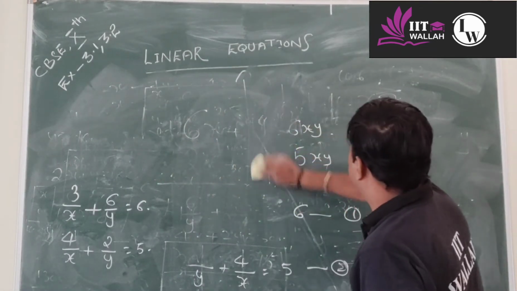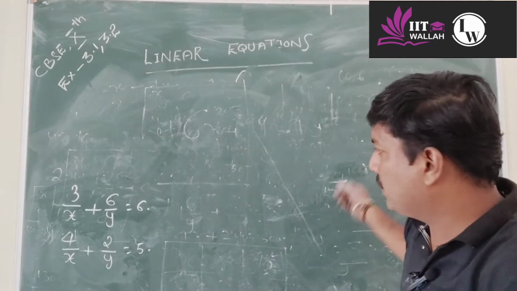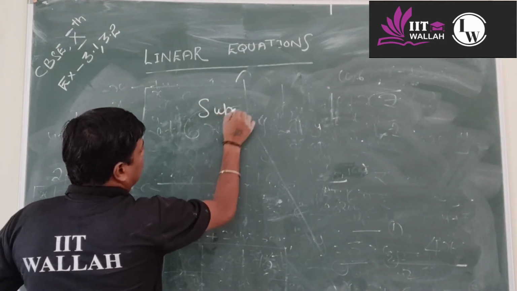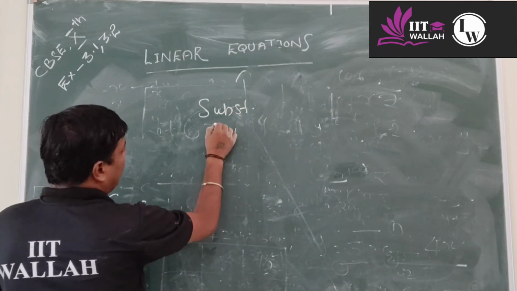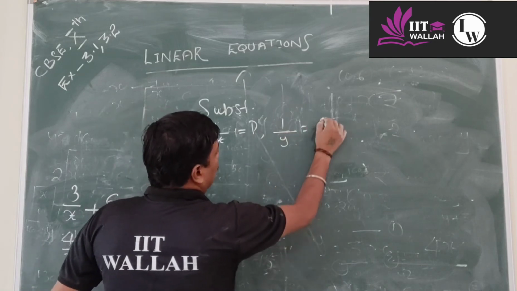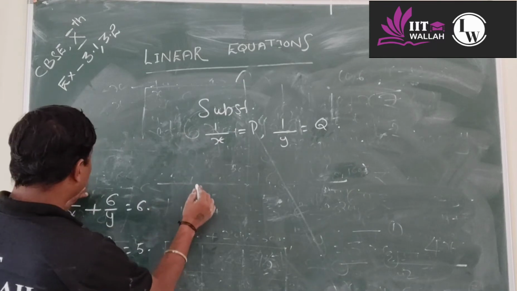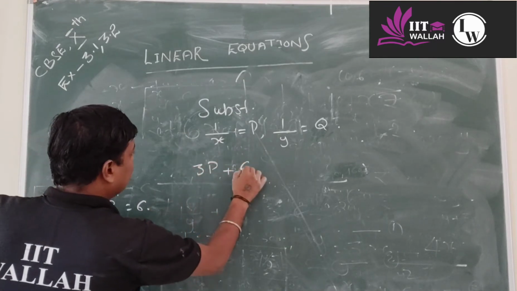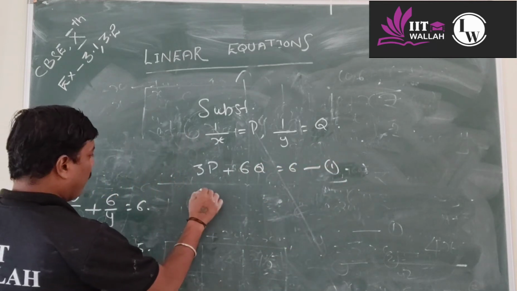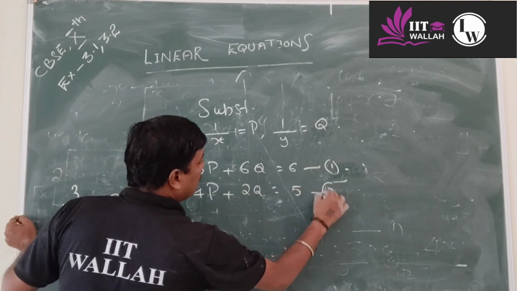So after this, substitute 1 by x is equal to p and 1 by y is equal to q. Okay, now 1 by x is p, so 3p plus 6q is equal to 6. This is equation number 1. And 4p plus 2q is equal to 5. It is equation number 2.